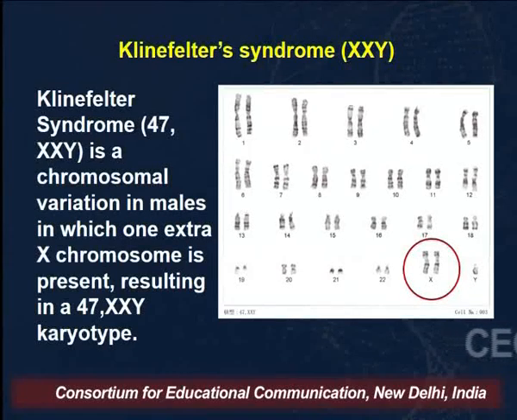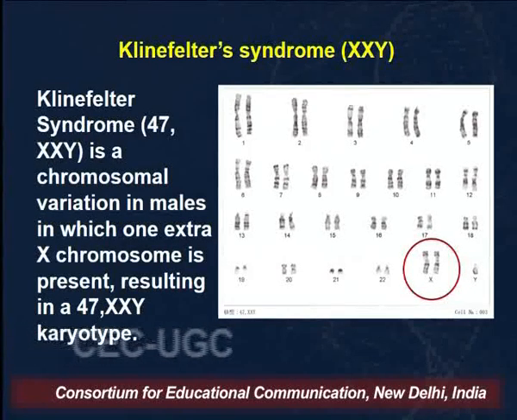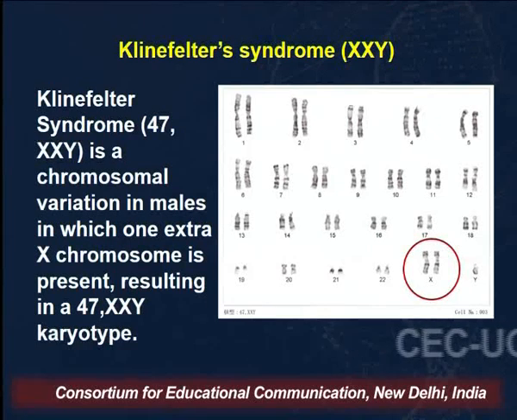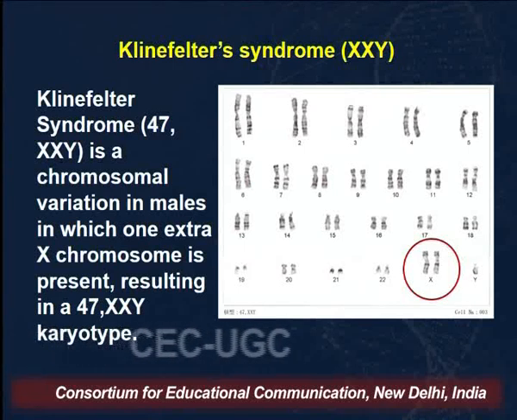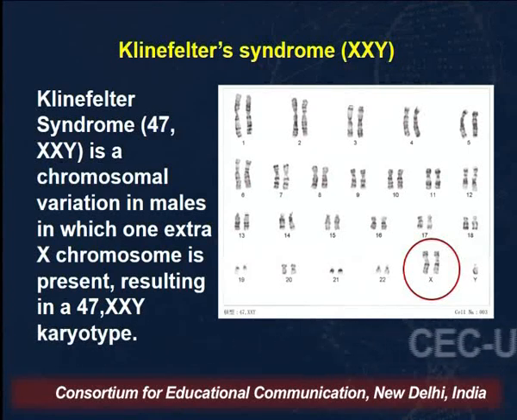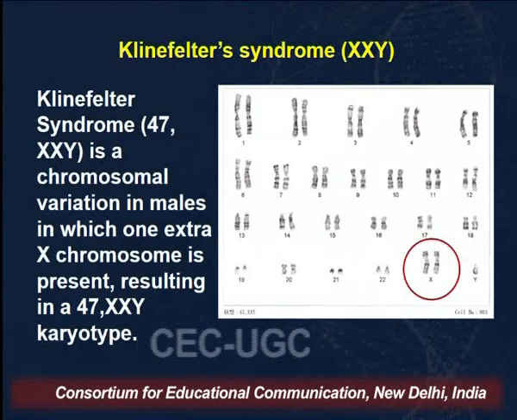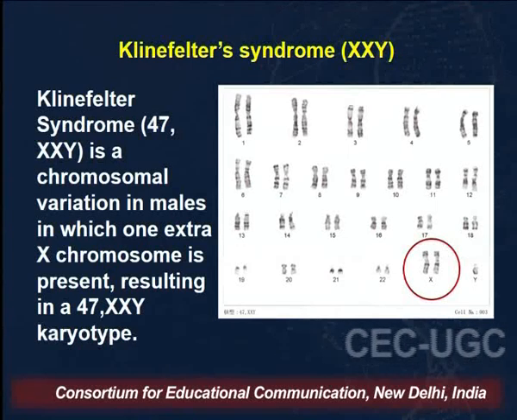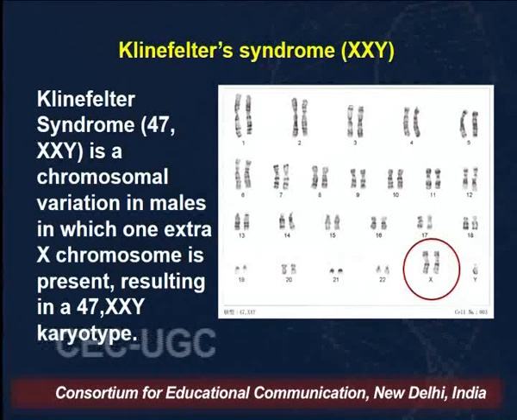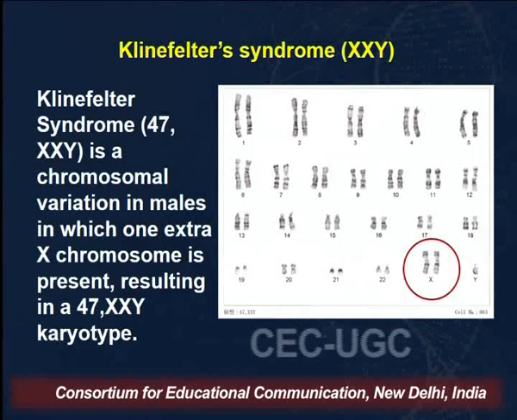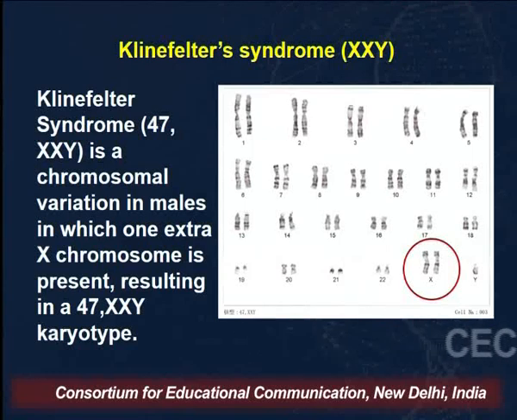Now the next disease condition we will be studying is called Klinefelter syndrome, which has 2 X and 1 Y chromosome. Klinefelter syndrome has one extra chromosome, which is the X chromosome, so the chromosome number is 47 in these individuals. If we see the karyotype here, it shows 2 X chromosomes. The chromosomal variation occurs in males, in which one extra X chromosome is present. The resulting karyotype is 47 chromosomes, with 2 X chromosomes and 1 Y chromosome.